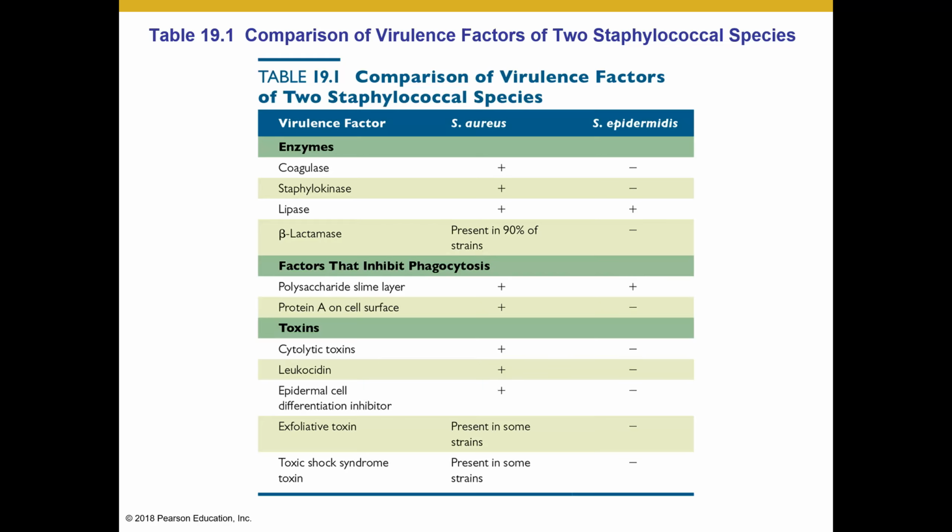Virulence factors are tools that help a microbe cause disease. These include toxins that damage tissues, enzymes that help the bacteria spread, and surface proteins that help it stick to cells. Because of these factors, S. aureus can cause much more severe infections. Clinically, this is why S. aureus infections tend to be more aggressive and sometimes life-threatening.